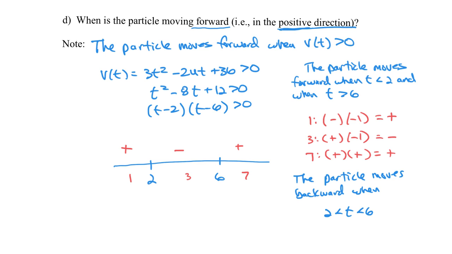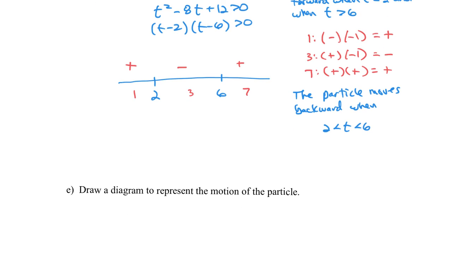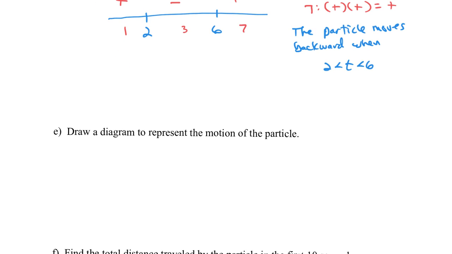And then one other thing they'll have us do is draw a diagram to represent the motion of the particle. So the thing to keep in mind here is we have to do this in a way where we can see what's happening, because think if I just drew a line. Think if I'm starting right here, I'm going to start at this point on the line and I say, okay, the first 2 seconds it moved forward, and then it moved backward, and then it moved forward. I can't really see what's happening.